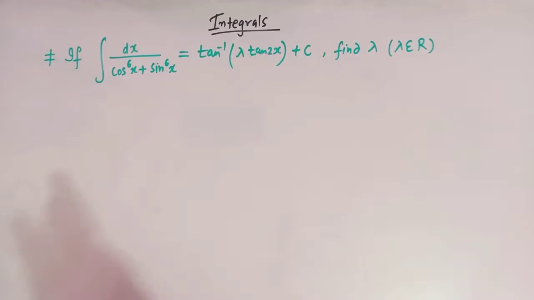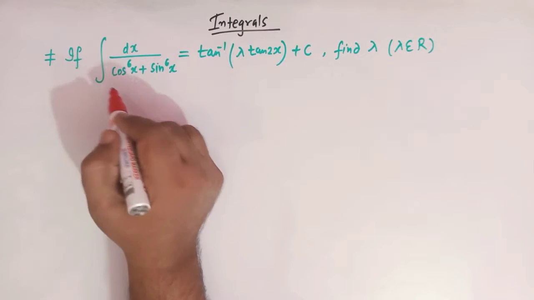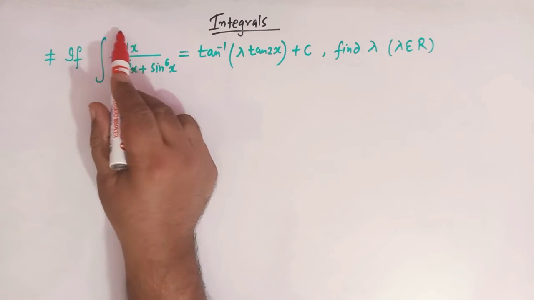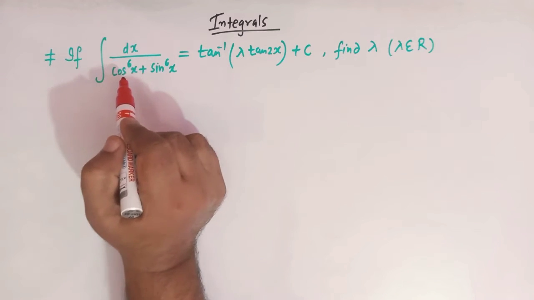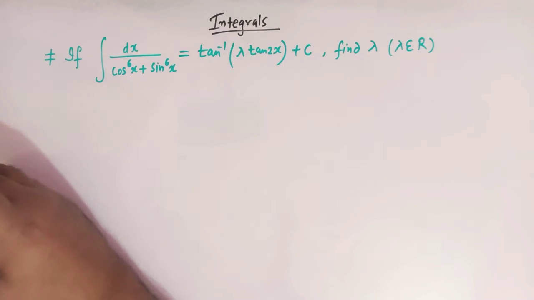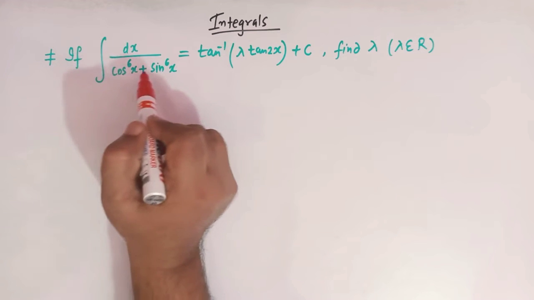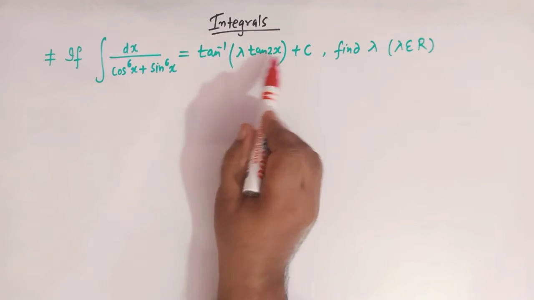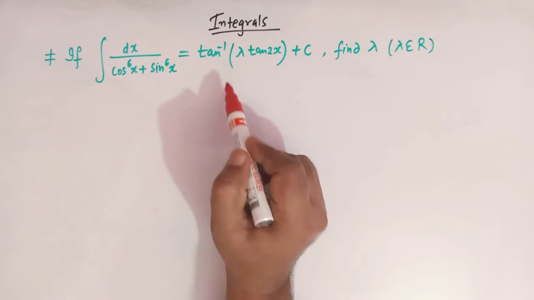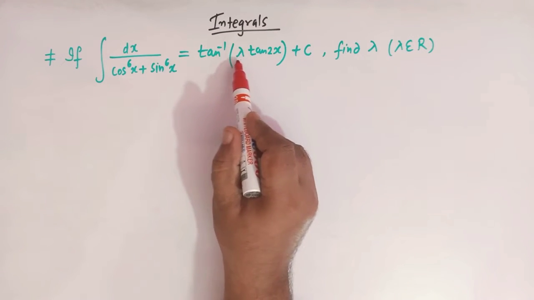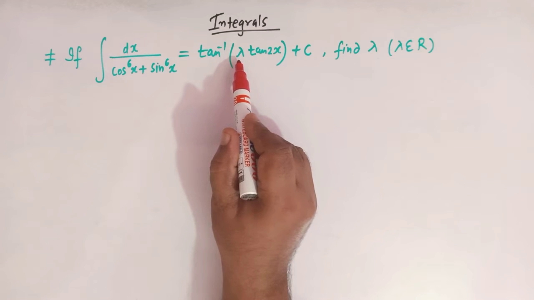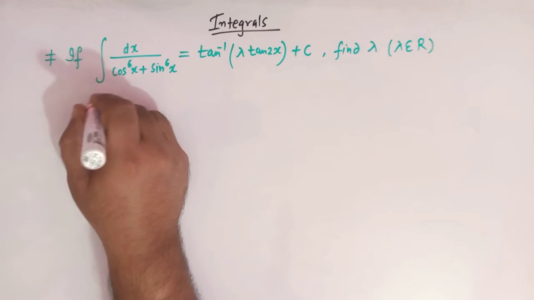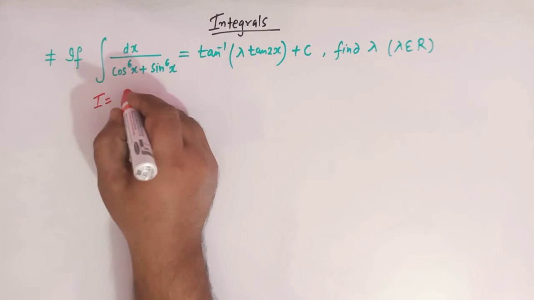So here we have this integral, and what we will do is try to solve it, and after getting the result for this integral, we can compare that result with this one. After comparison, we can easily find out the value of lambda. So let us start. First of all, let us take this integral as I.